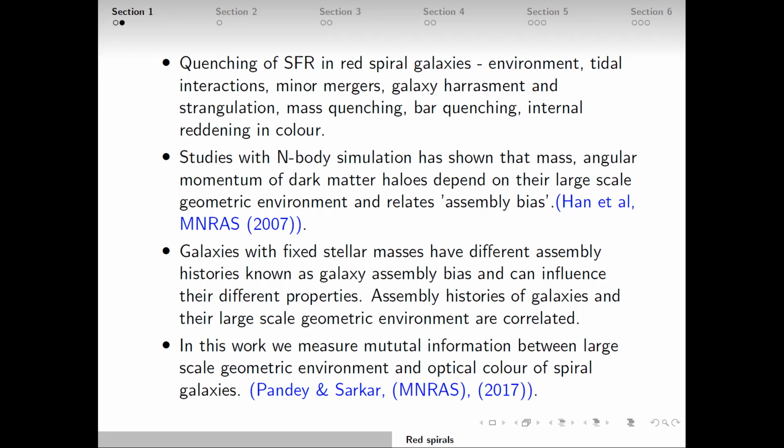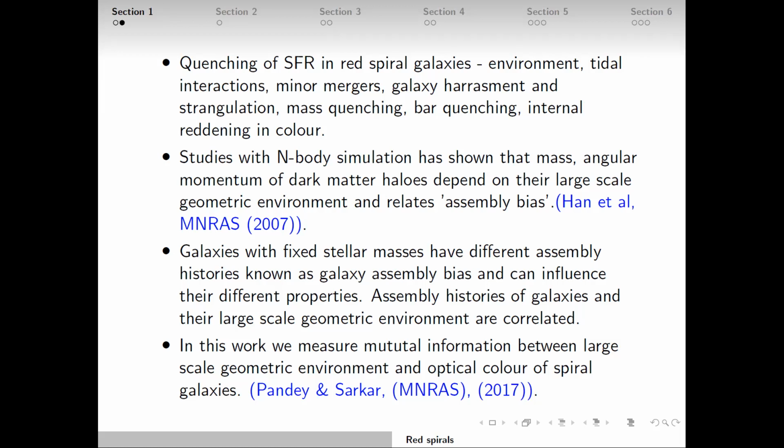The presence of a bar in spiral galaxies can also affect their star formation rate, as the bar-induced torque can transfer gas from the outskirts to the center of a galaxy, leading to formation of a bulge. The bulge developed actually creates a deeper potential well, which can stabilize the disk against collapse. The spiral galaxies can also fall into the red sequence category due to the internal reddening in color caused due to dust.